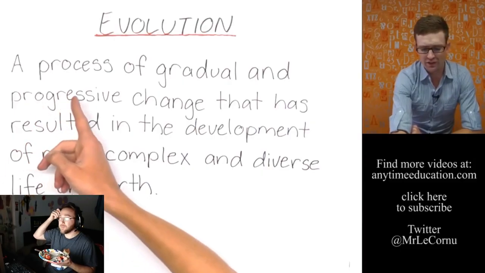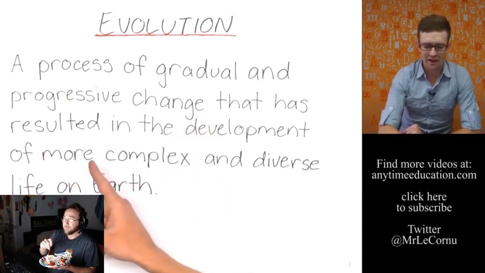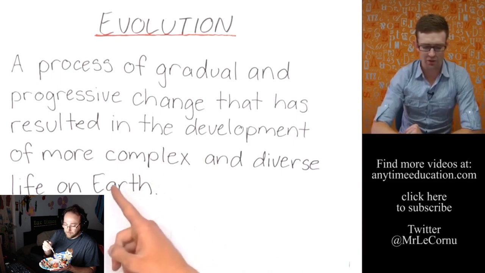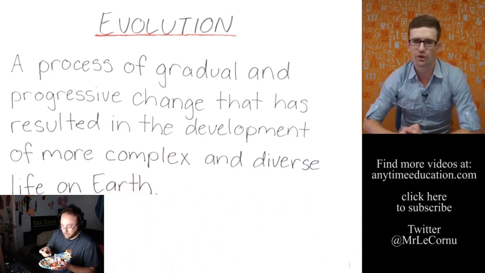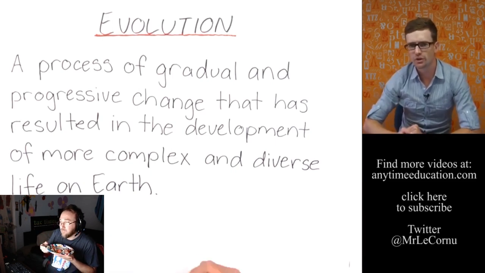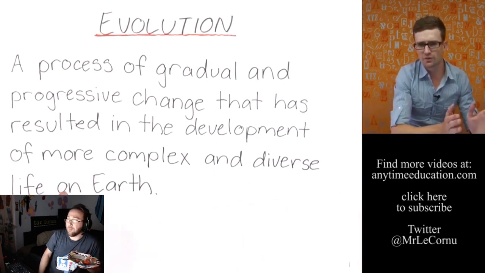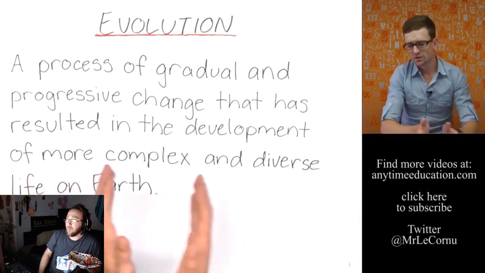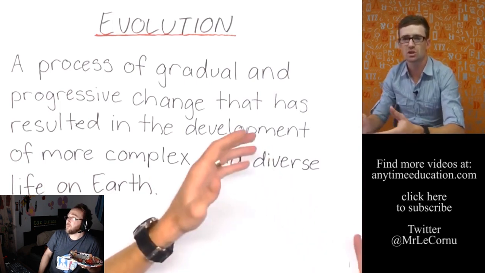Evolution is a process of gradual and progressive change that has resulted in the development of more complex and diverse life on Earth. So in biology, when we're talking about evolution, we're talking about how over time, life has gone from simple organisms to more complex and diverse, which means more types.